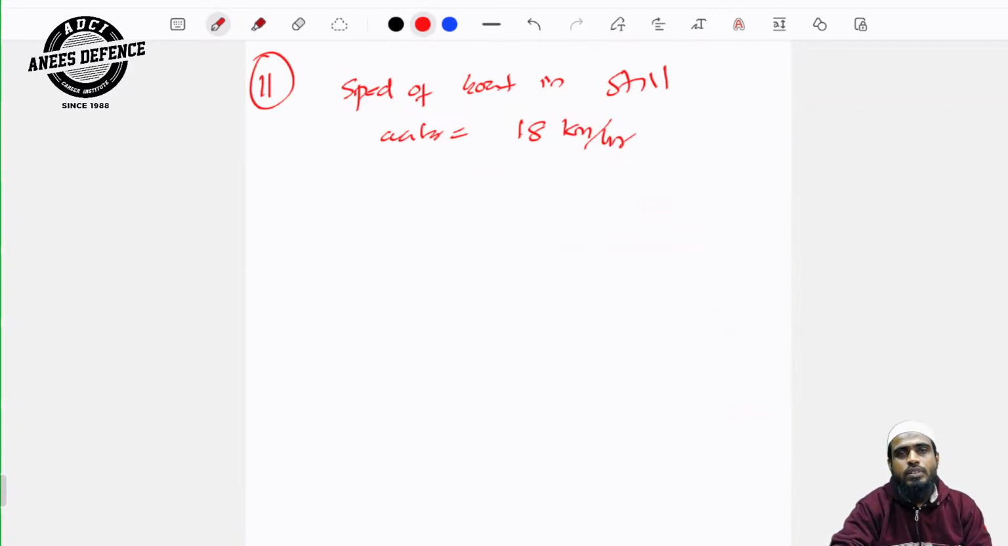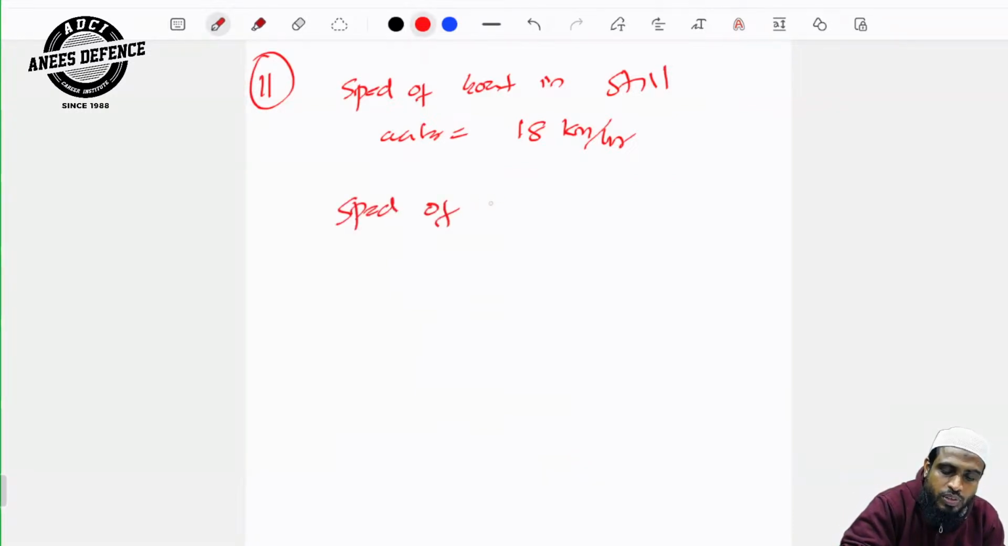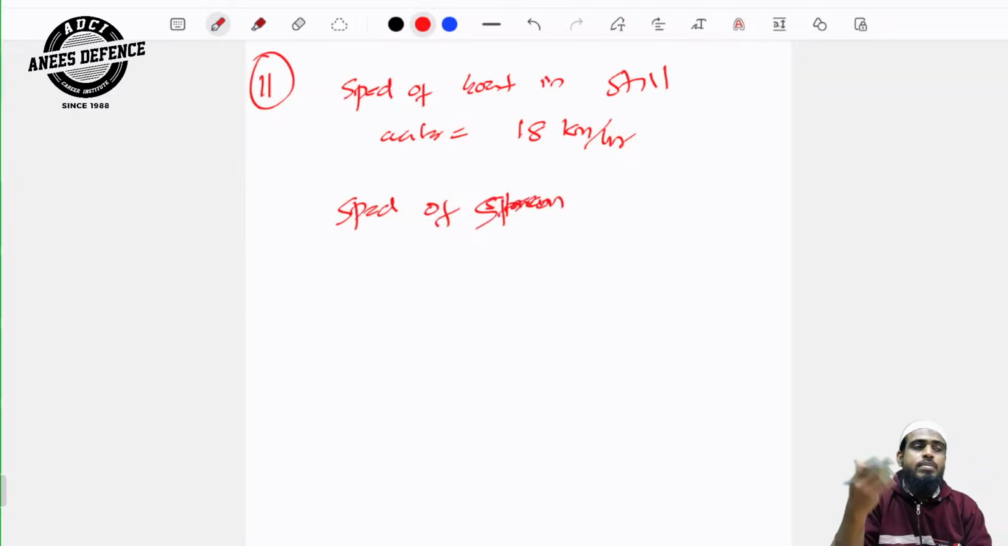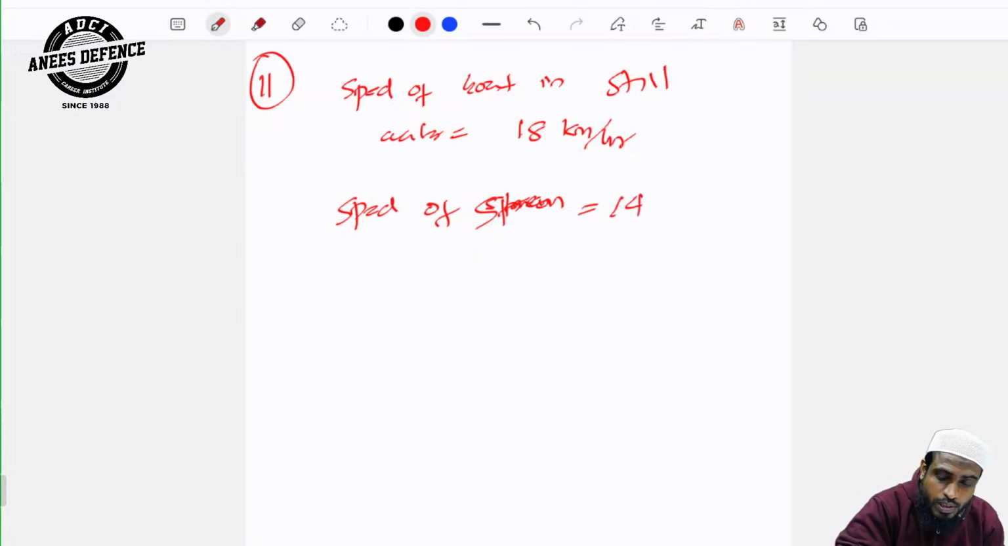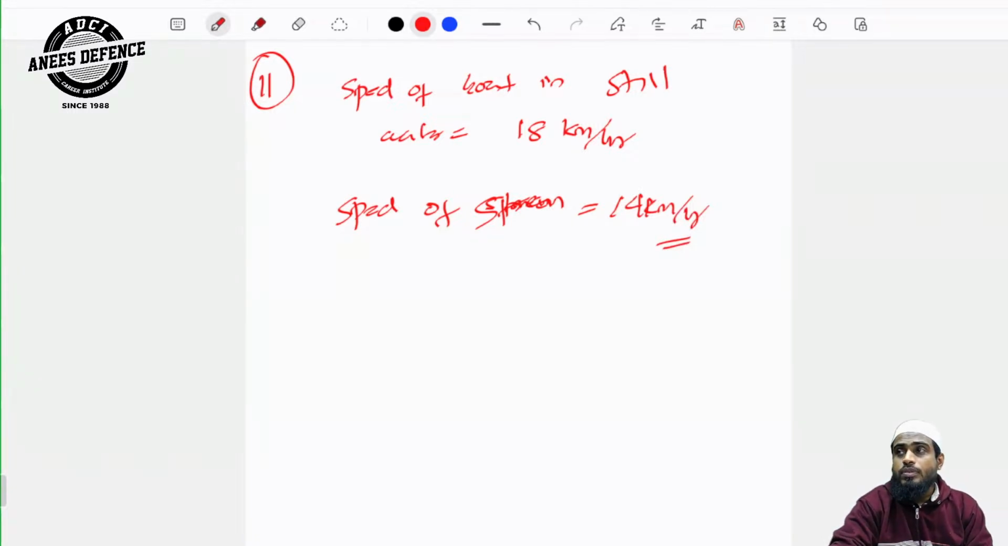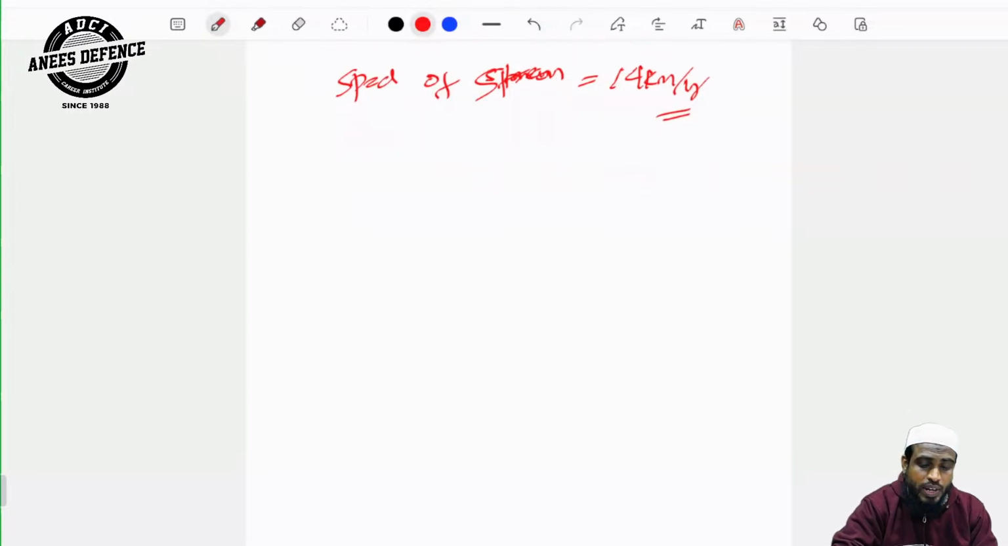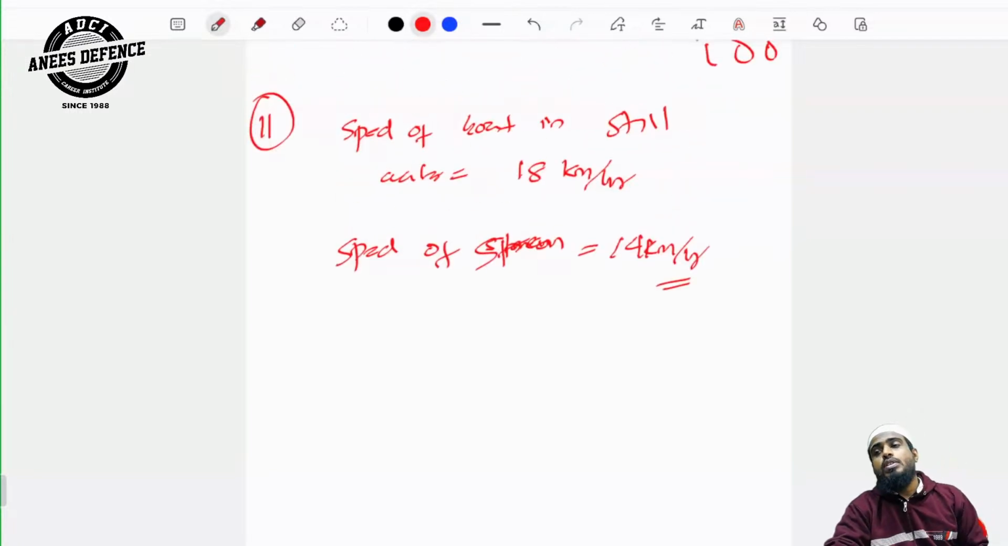What is rate of current? The flow of the river, the speed of the flow of the river, or speed of the stream. Stream means it can be upstream and it can be downstream. The speed of the stream is actually 14 kilometer per hour. Find the distance traveled downstream in 15 minutes.